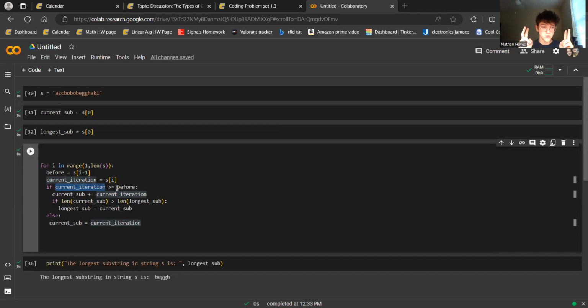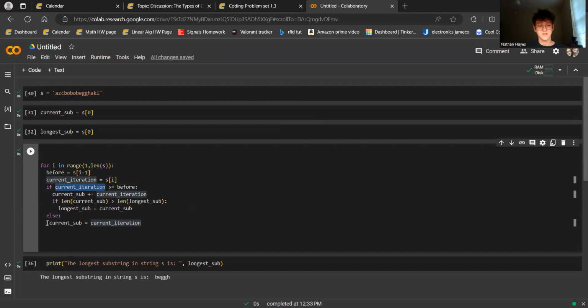if it's greater than that. Apparently the number increments based on its position in the alphabet. So we're saying the current substring, we're adding the current iteration to that if it's greater than or equal to the one that is already on. So if it's the same letter or I guess a letter with a higher value. And we're saying that if the length of the current substring is greater than the length of the longest substring, the longest substring is now the current substring.